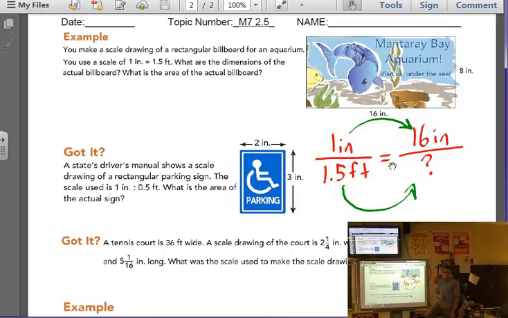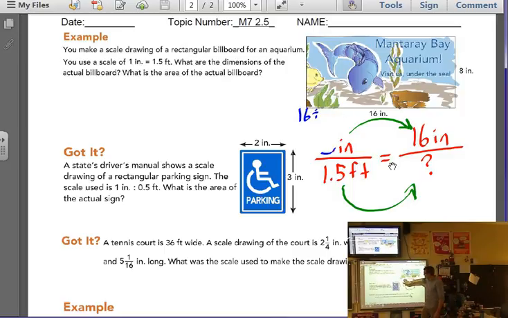But what if that wasn't 1 inch? It doesn't matter what this is. So if it was 3, how do I go from 3 to 16? Well, if I don't know that, I can just do 16 divided by 3. That will give me the factor of conversion here.